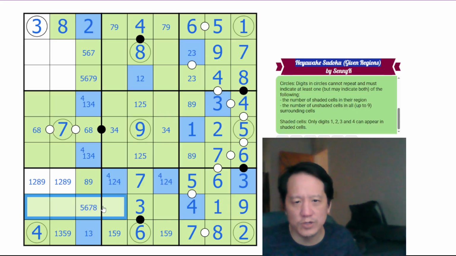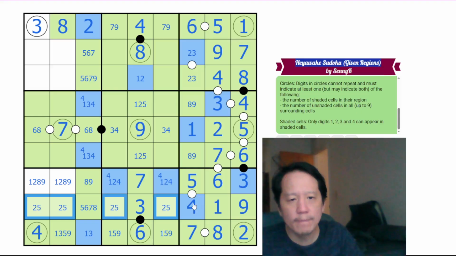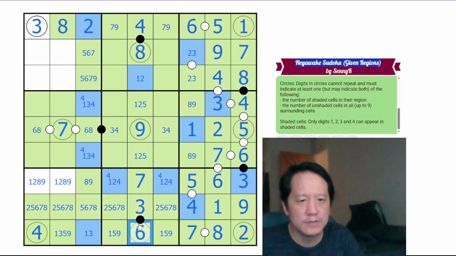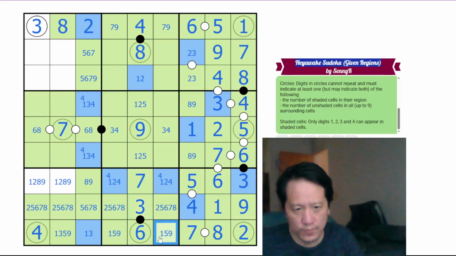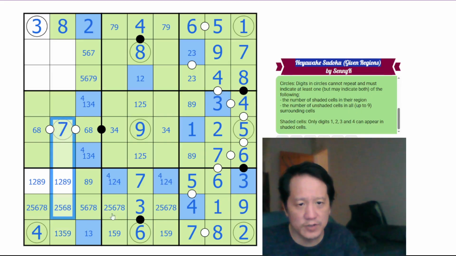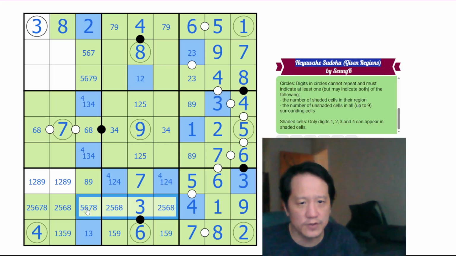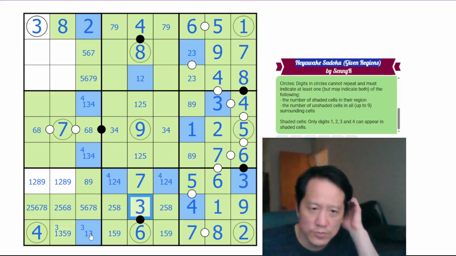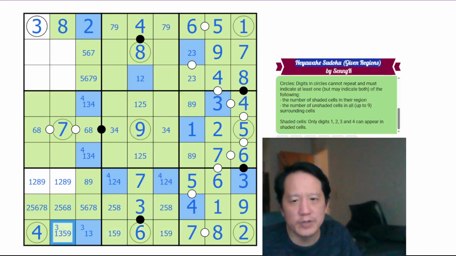Let's do row 8. We have 2, 5, 6, 7, 8. No 9. No 7 here because of 7 in the column. No 7 here or 7 here because of 7 in the box. No 6 here or 6 here because of 6 in the box. So we know 6 is one of those. 7 is one of those. 3 cannot be here. 3 is one of these 2. But it could be one of those, though, too. 9 is one of these 2, so this cannot be 9 here.